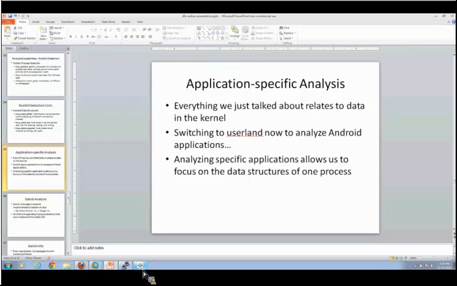So as I said, everything we just talked about is in the kernel. And why this is helpful, obviously we talked a little bit about all of the information that's there. There's a lot that we didn't talk about. It still doesn't help you too much if you want to pick one particular application and then analyze it.